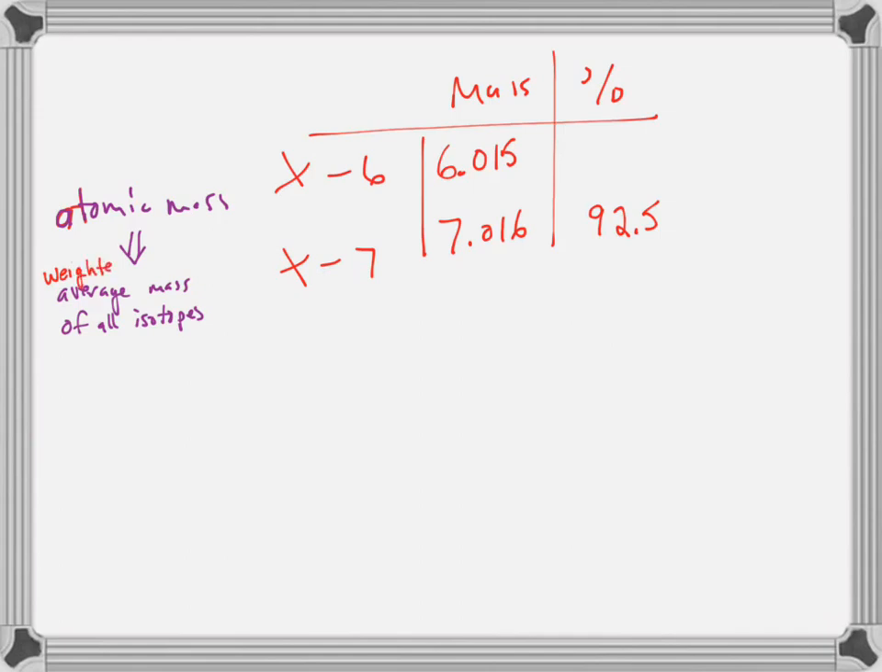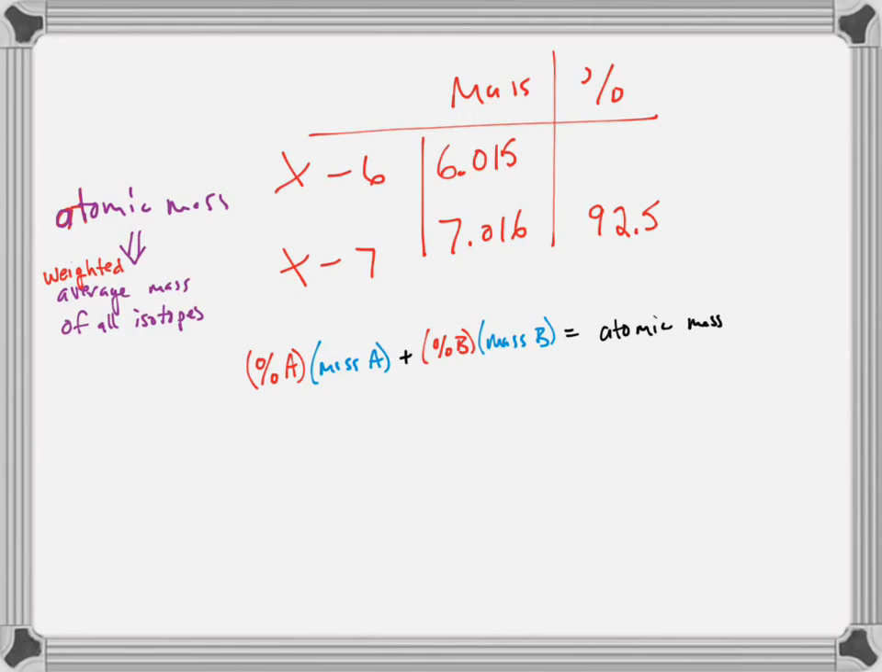weighted average mass. And when we look at a weighted average mass, what we're talking about is the percent of A times the mass of that same A plus the percent B times the mass of B. What would this then equal? Our atomic mass.